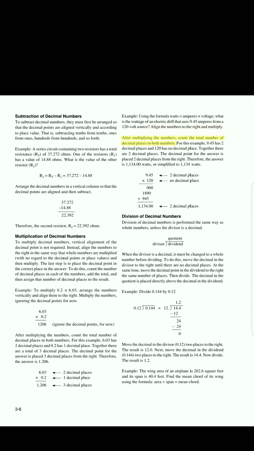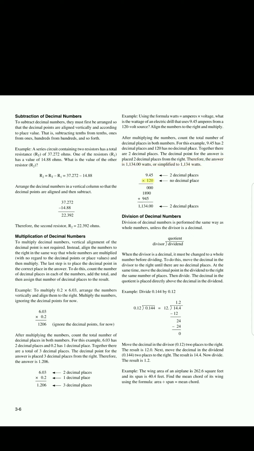After multiplying the numbers, count the total number of decimal places in both numbers. For this example, 9.45 has 2 decimal places, and 120 has no decimal place. Together there are 2 decimal places. The decimal point for the answer is placed 2 decimal places from the right. Therefore, the answer is 1134.00 watts, or simplified to 1134 watts.